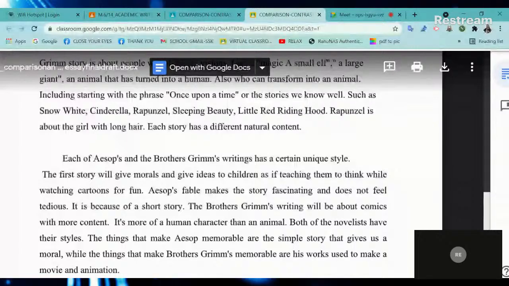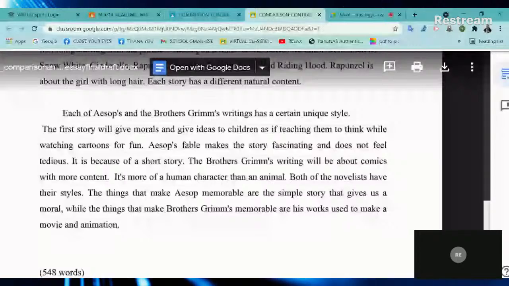The Brothers Grimm writing will be about comics with more content and more human characters than animals. Both of the novelists have their own style. They make memorable and simple stories that give us morals. What makes Brothers Grimm memorable is that their work was used to make movies and animation.